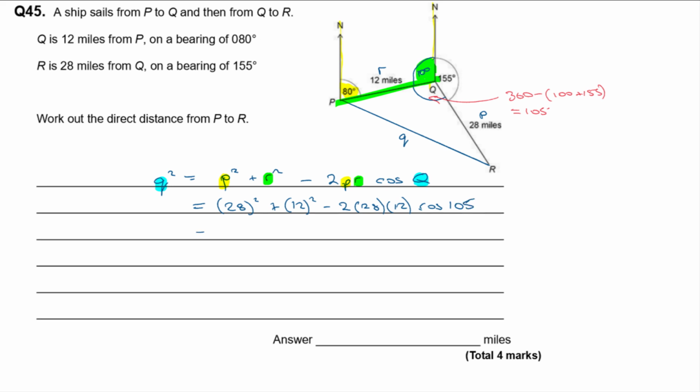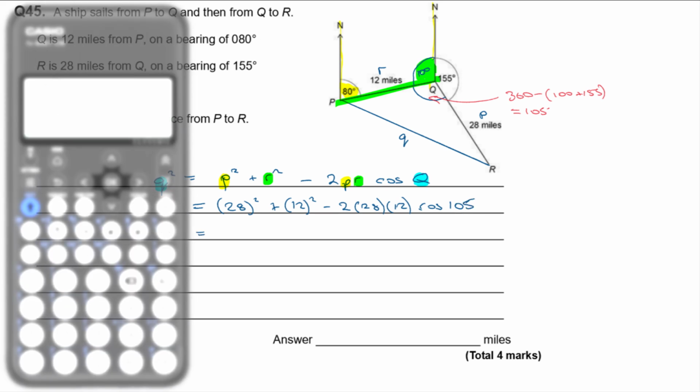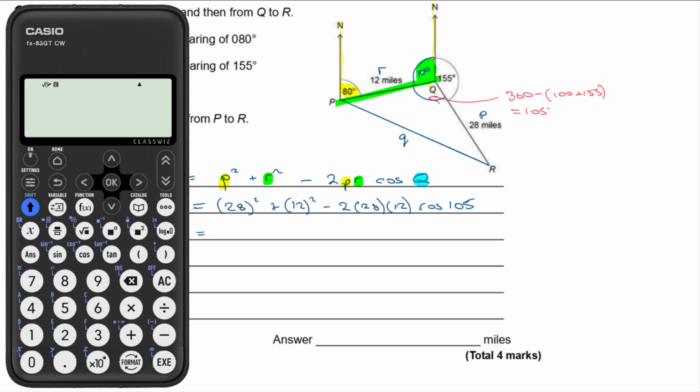105. Right, so again, I'm going to remember this time to press the root key first, so I don't have to do more than one thing. So Q is going to be the root of 28 squared plus 12 squared minus 2 times 28 times 12 times the cosine of 105 degrees, close bracket. Looks good. Right, what's that come out to be? 33.2.